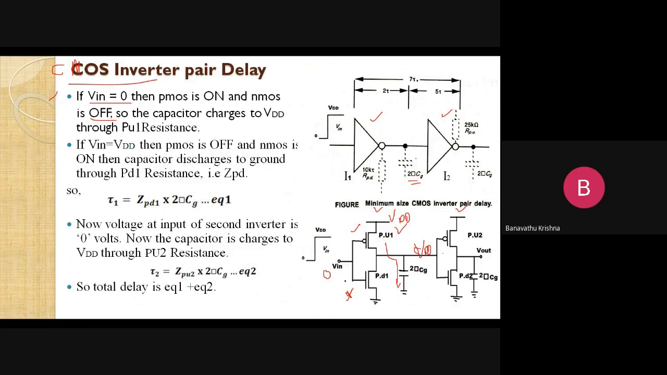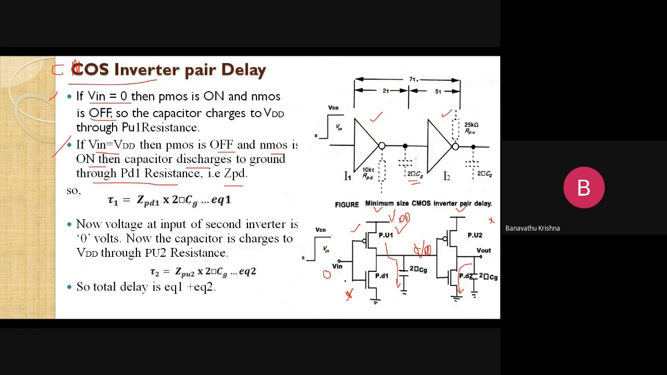So this VDD is going to be applied to the second inverter. So then the PMOS is going to be in the off condition, NMOS, that is pull down 2, is going to be in the on condition. Then the capacitor will be discharged through this transistor pull down 2. That is the first case. For the second case here, if V input is VDD, then the PMOS is off and the NMOS is on. Then the capacitor discharges to ground through the pull down resistance, that is Z pull down.